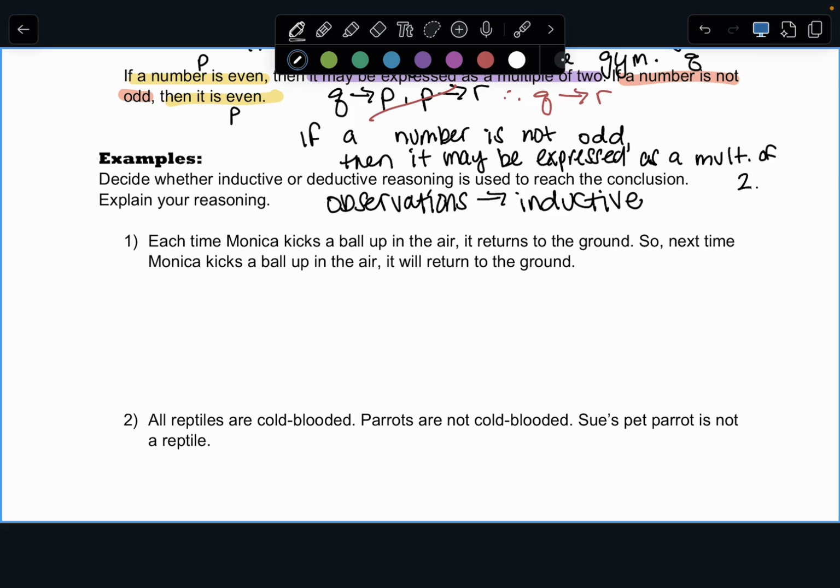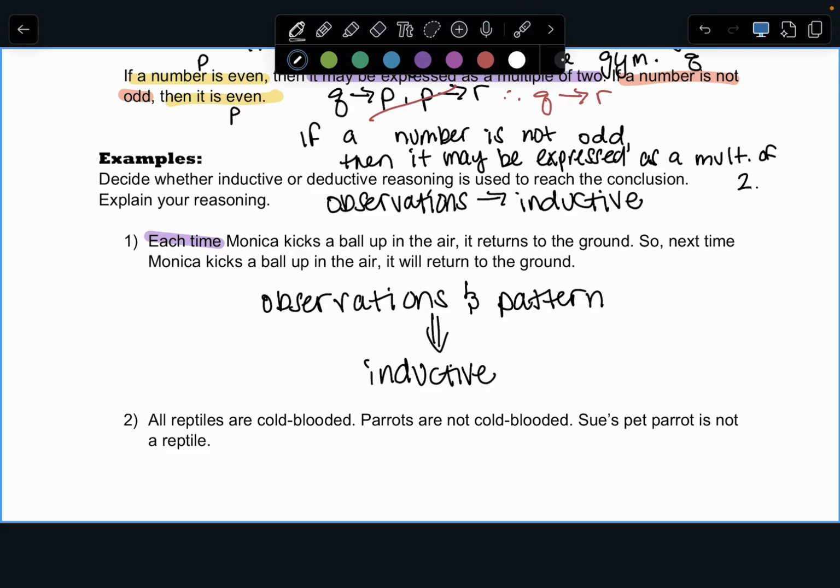What do we think? Inductive for observations or deductive? Inductive. The question is, what type of reasoning did we do to get to this conclusion that next time when she kicks it up, it'll go back down to the ground? The answer is inductive because we're looking at observations. It says each time. So we've looked at multiple observations and we're trying to find a pattern. And the pattern we found was the ball's going to return back to the ground. So because we have observations and pattern, it is inductive reasoning.